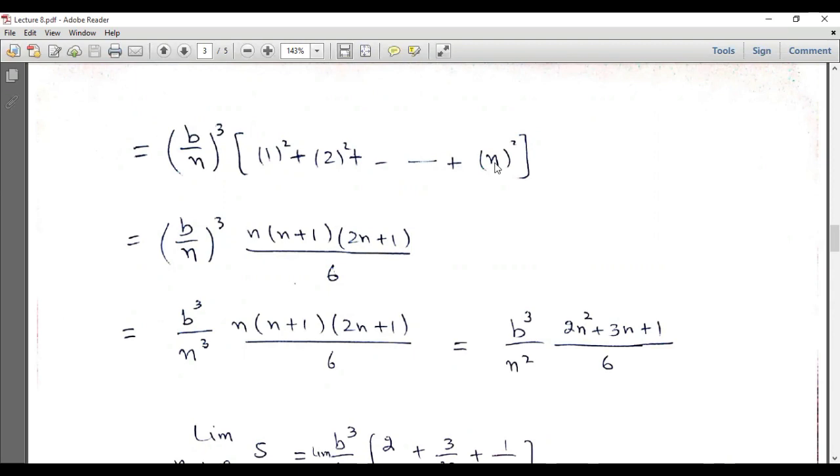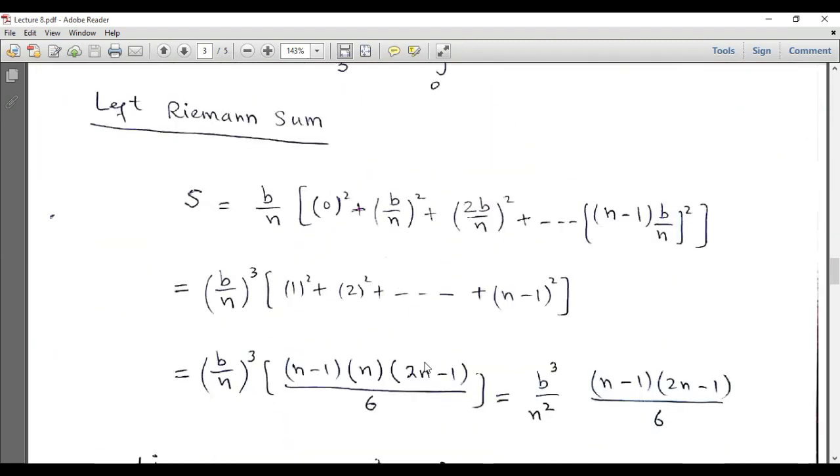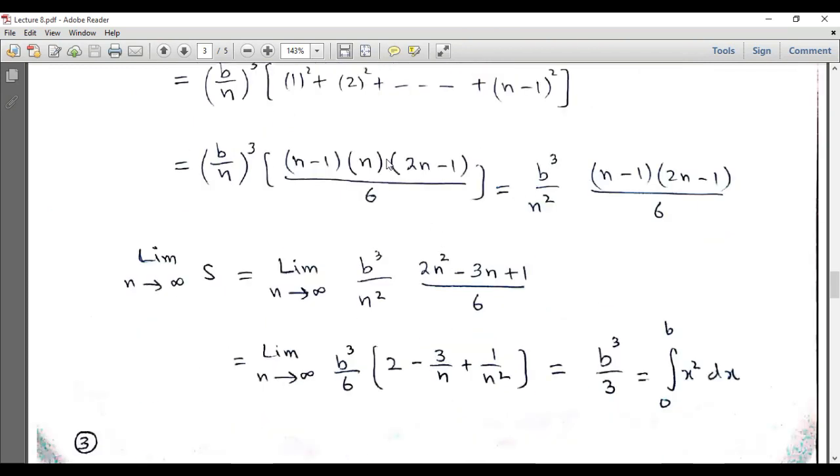Here the number of terms were equal to n, but in the case of left Riemann sum, the total number of terms is actually n minus 1. So we will put n minus 1 in place of n in this expression. So it will become n minus 1, this will become n, and it will become 2n minus 1. So let's solve this expression and put the limit of n approaching infinity, and again in that case the final answer after putting the limit is b cube over 3, and this is the same answer as we have obtained for the right Riemann sum.